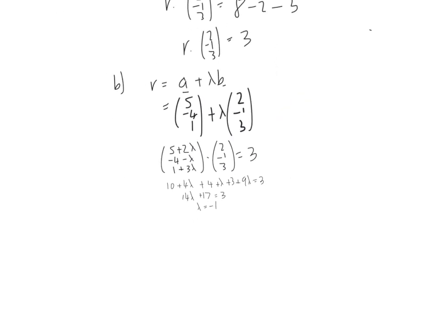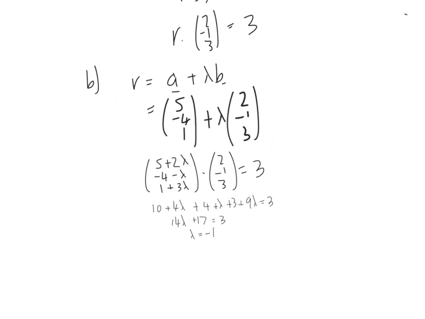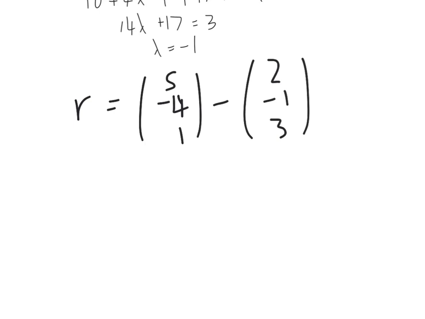So it works out. And what are we trying to find? We're trying to find the point E. So we just need to sub that back in again. So we can say the point E is going to be 5, minus 4, 1, take away 2, minus 1, 3, because the lambda is minus 1. So what does that give us? That gives us that the point E is equal to 3, minus 3, minus 2.